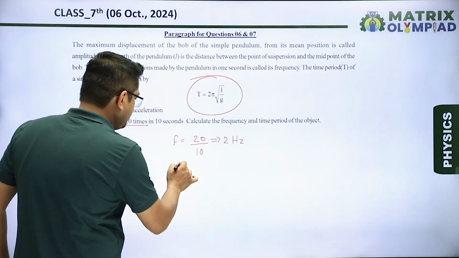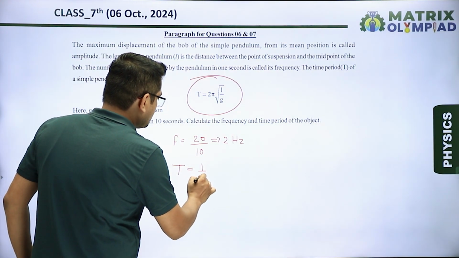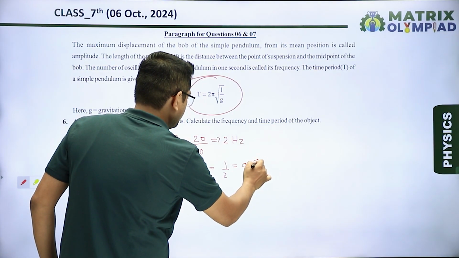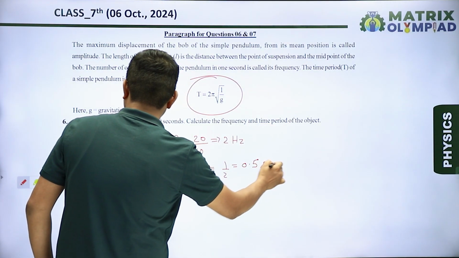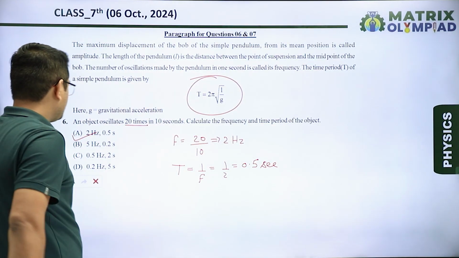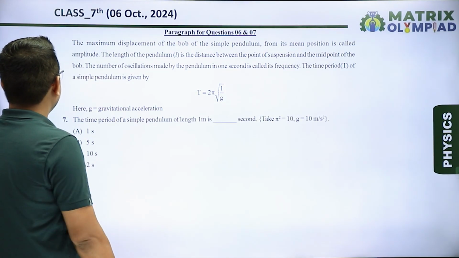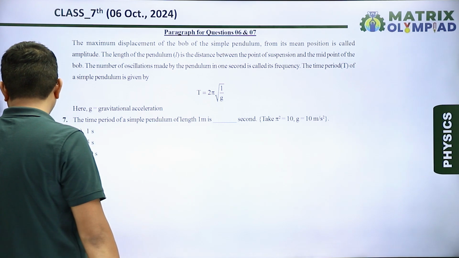What is time period? Time period is the inverse of frequency. So 1 upon 2, which equals 0.5 second. So A is our correct answer as we have discussed. Okay, next question. Question number 7, which is based on the same paragraph.